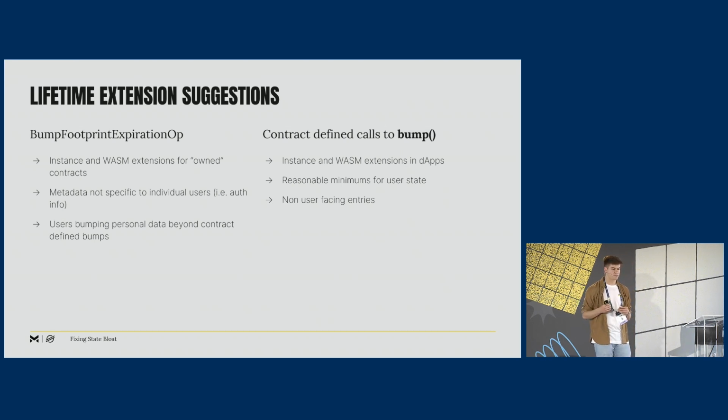Finally, if you have an owned contract, it might also be useful to use the bump host function in order to maintain relatively reasonable minimums for user state. For instance, Circle may program their smart contract such that every time you access your balance, the lifetime is bumped up to at least 1 month. This is just an ease of use thing for the invokers of the Circle contract because they would not have to manually manage their lifetimes. Finally, if you are some sort of super user and you have needs that are not defined by the contract developer, you can always use the bump footprint expiration op in order to manage state of the entries as you desire.